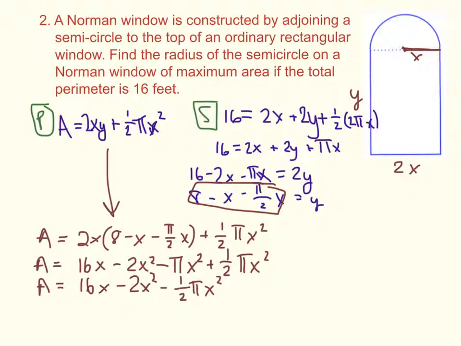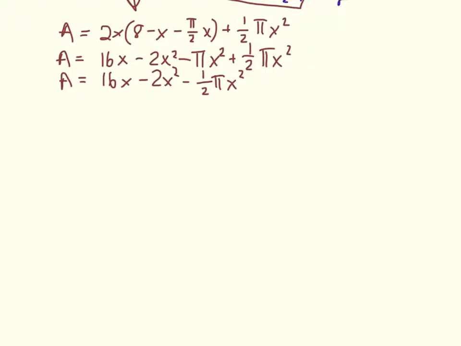I need to go ahead and take the derivative of that in order to maximize that. Okay, so A prime equals 16 minus 4x, and then this would be minus half times 2 is just 1, so pi x. All right, I'm going to go ahead and set that equal to 0 and try to solve for x.